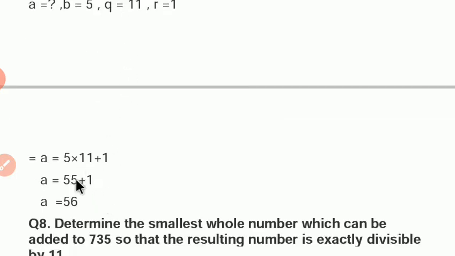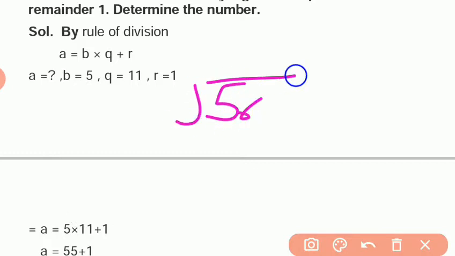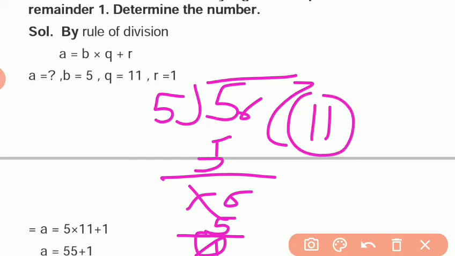So 5 into 11 is 55, plus 1, which is equal to 56. First we'll multiply, after that we'll add. So a is 56. You can see, if we divide 56 by 5, 5 ones are 5, then 6, 5 ones are 5. You can see the remainder is 1 and the quotient is 11. So 56 is the number which, if we divide by 5, gives the quotient 11 and remainder 1.